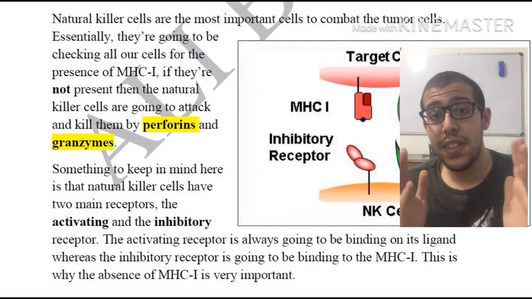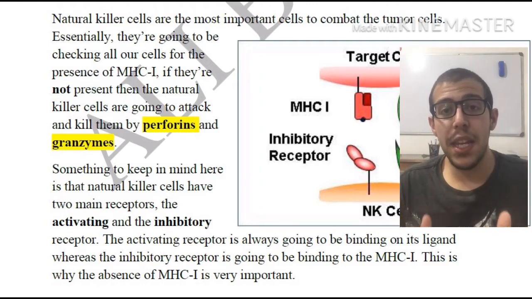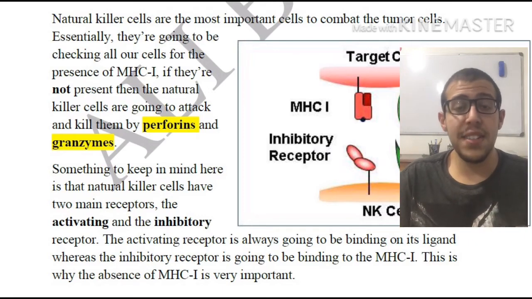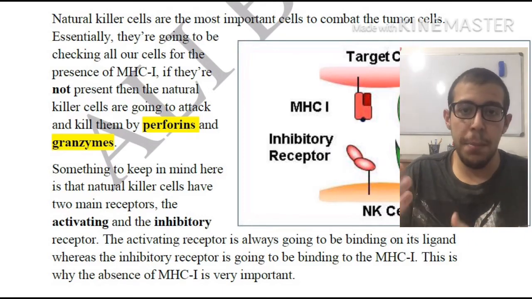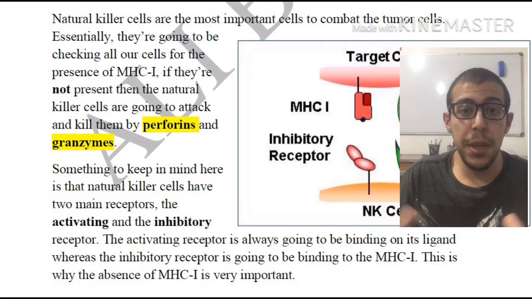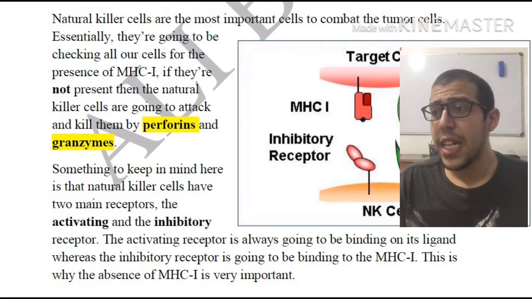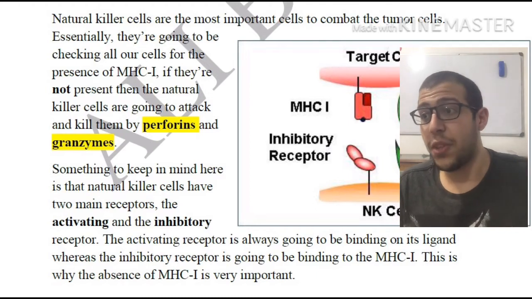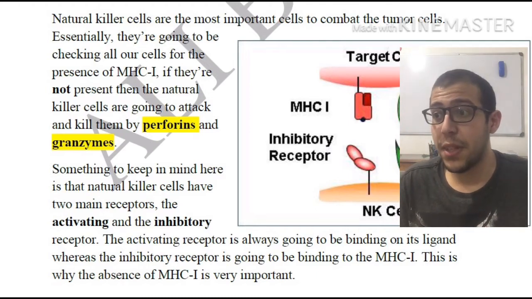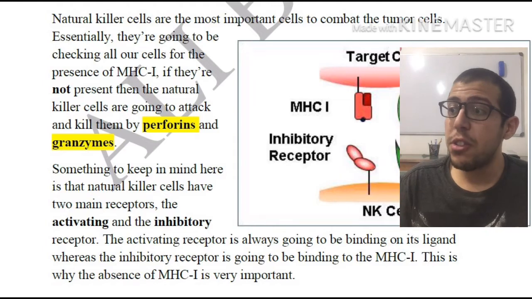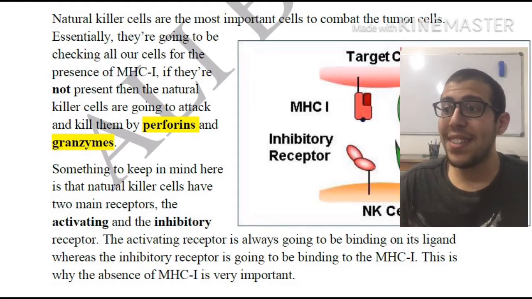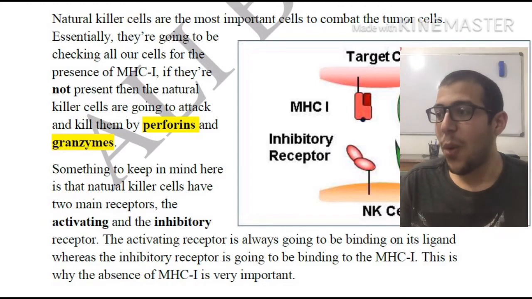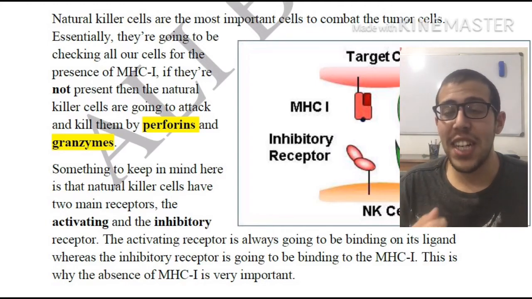These natural killer cells are going to be killing these cells by the induction of perforins, which are going to be inducing pores into our cells, therefore killing them. Due to the imbalances, it's going to get swollen and pop. And we've got granzymes. Now, something to keep in mind here is that natural killer cells have two main receptors, the activating and the inhibitory receptor. The activating receptor is always going to be binding on its ligand, whereas the inhibitory receptor is going to be binding to the MHC class 1. This is why the absence of MHC class 1 is very important.